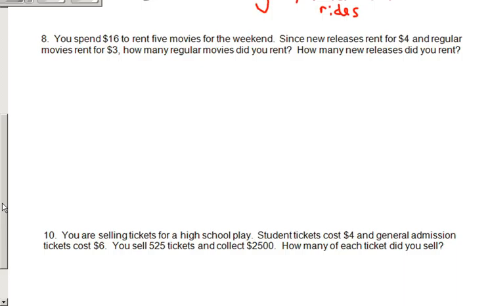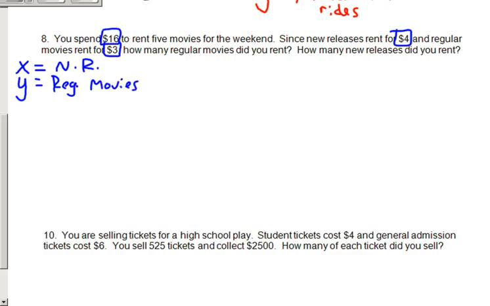All right, so then we move on to number 8. Again, you should see some sort of pattern here where 3 numbers are going to be similar and 1 number is going to stand out. So I already see dollars, dollars, and dollars. All right. So the first one I see is new releases. So I'm going to say x equals new releases. I'm going to say y equals regular movies. Now I just set up my equation just like we did before. I'm going to have 4x plus 3y equals 16.